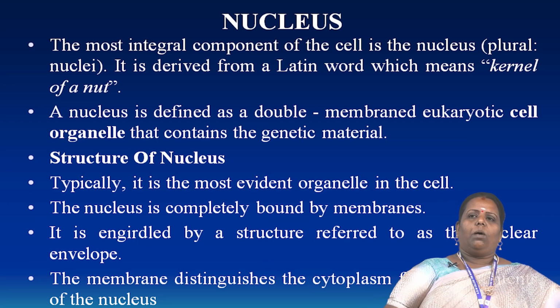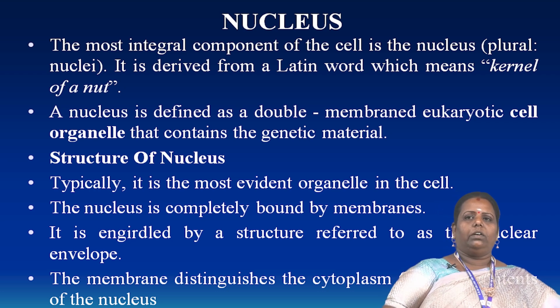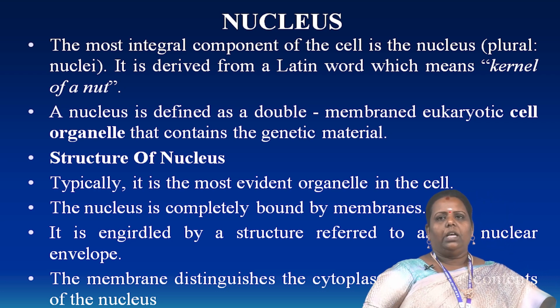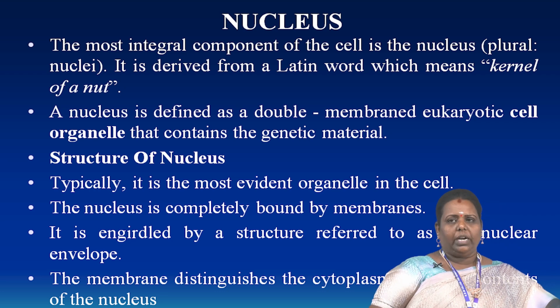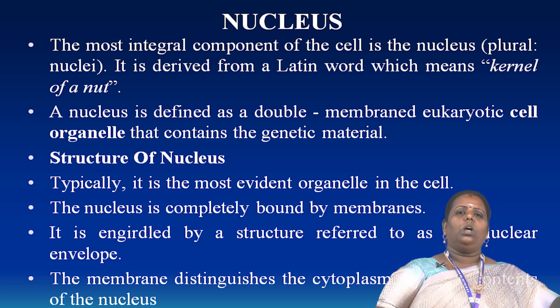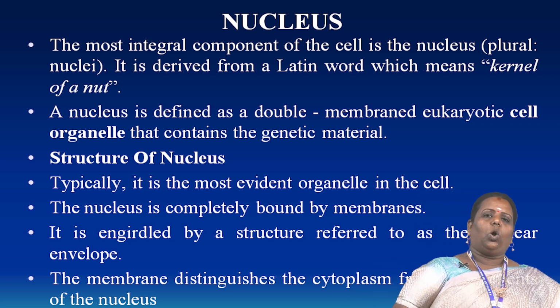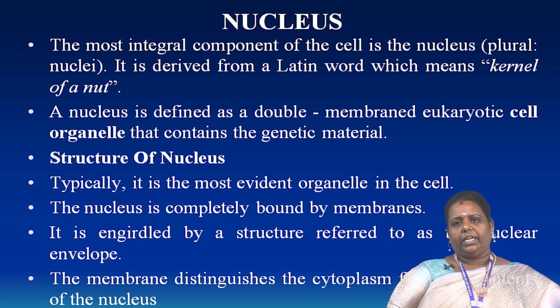The most integral component of the cell is the nucleus; the plural is nuclei. It is derived from the Latin word for kernel of a nut. The kernel of a nut means nucleus. A nucleus is defined as a double membrane eukaryotic cell organelle that contains genetic material. Already I told you that the genetic material is called DNA. The DNA is used to transfer the genetic material from one generation to another.